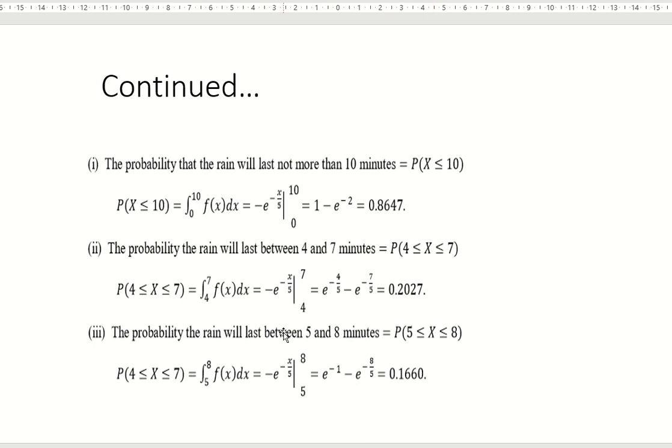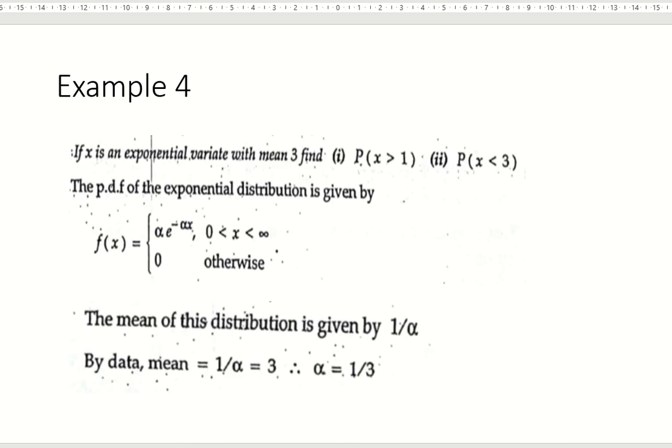Okay. Now here all problems are similar, you just need to concentrate on upper limit and lower limit only. Now the last problem under this. If x is an exponential variate with mean 3, that is 1 by alpha again given as 3. Find p of x greater than 1, p of x less than 3.